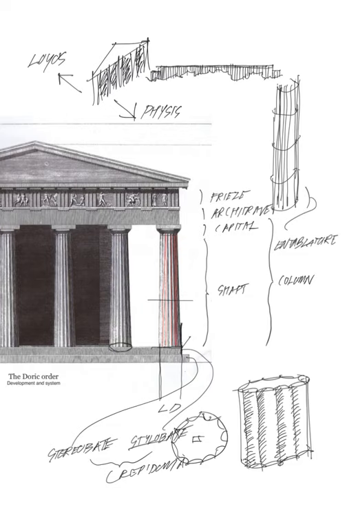Within the frieze, there are two main subcomponents. The first is this element, which is called a triglyph. And it is so called because of the three grooves that make up the triglyph. Glyphs refer to the grooves.